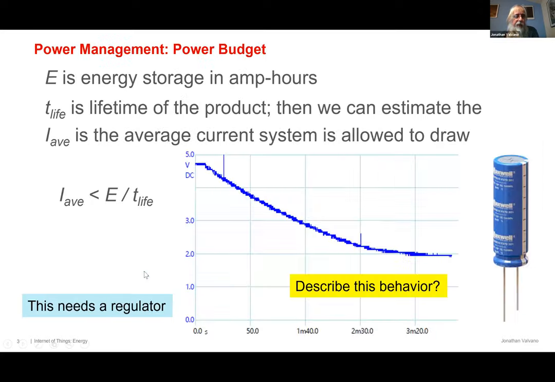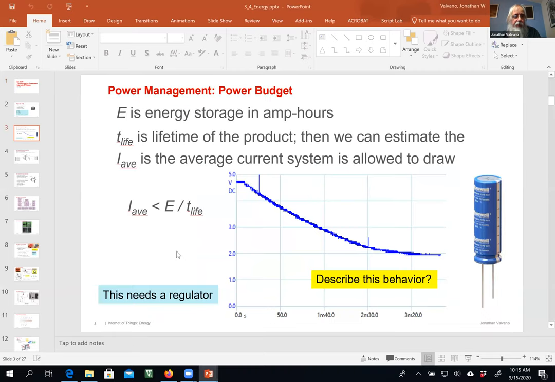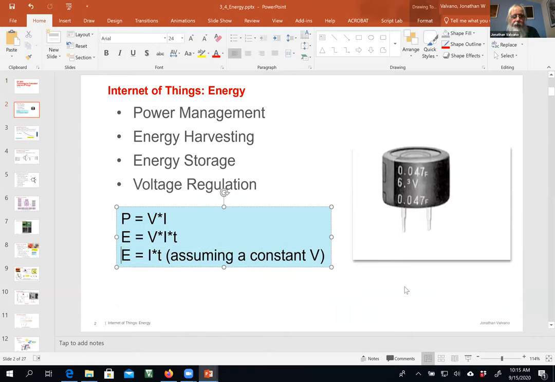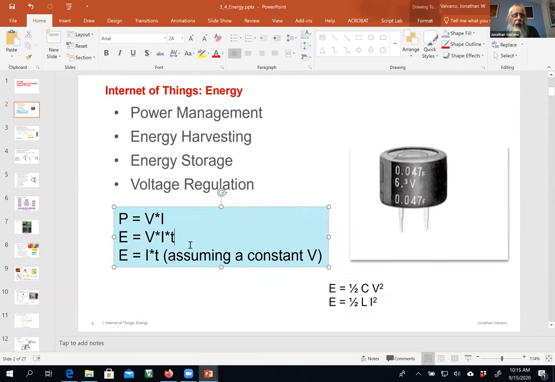I got this equation. Let me just get rid of these for a second. To remind you up front that I'm going to play fast and loose with the word energy. Electrical energy is power times time, but we're also going to define energy sometimes as just current times time, with the assumption that the voltage is constant. Just warning you in advance.